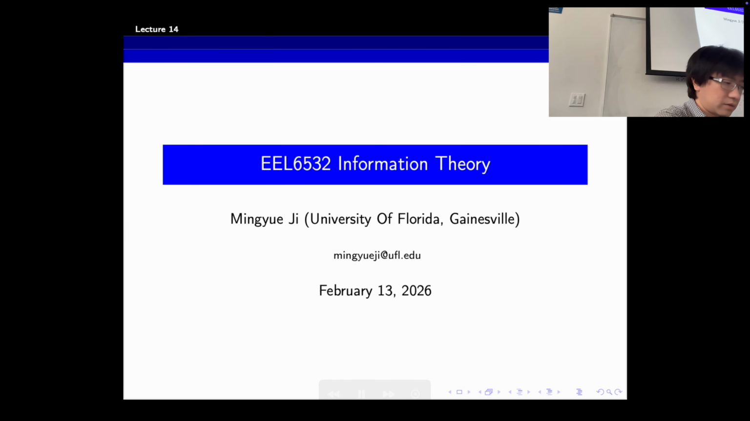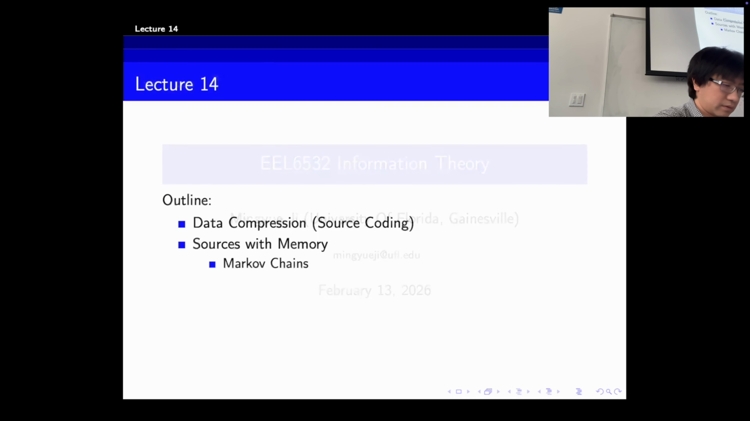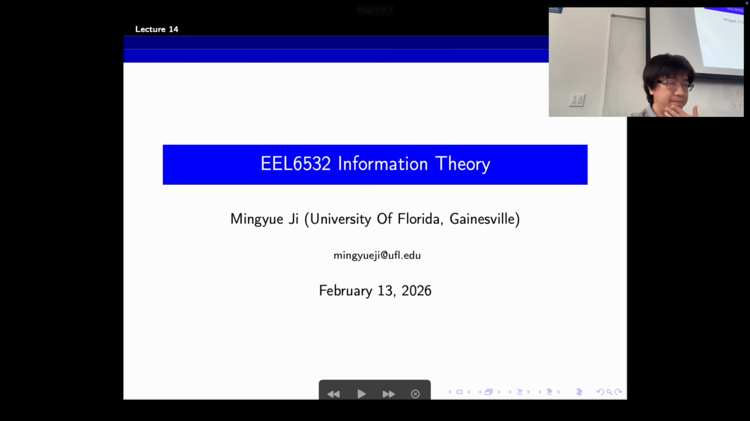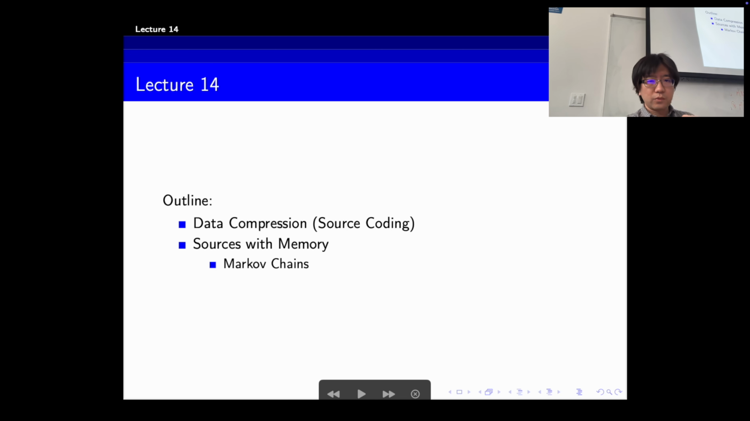Okay, let's see what we cover in our last lecture. So in the last lecture, we talked about data compression, right? We gave you the proof of data compression. This is in our chapter 5, just at the very beginning part of chapter 5.